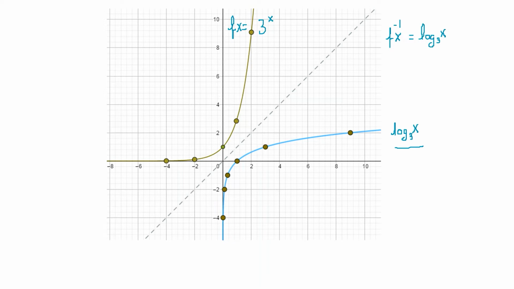is the exponential function, and then I change my values. I change my x values with my y values. So to summarize that, they are the inverse of each other. And to get the inverse, we simply just interchange or swap the x values with the y values. Let's look at another example.